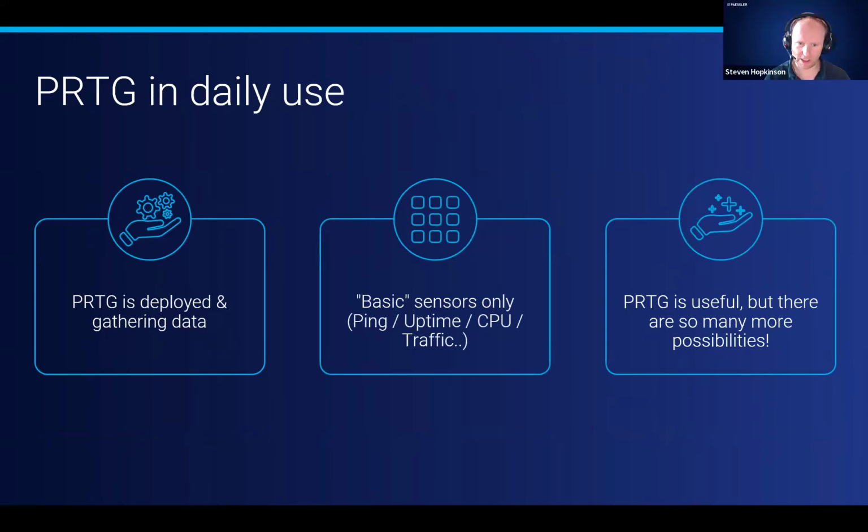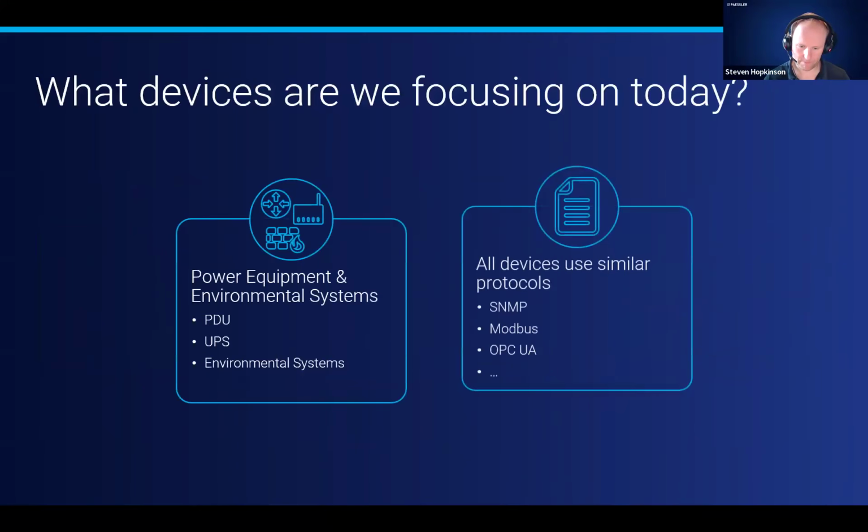So using PRTG on a daily basis then, so you've already got it configured, you're gathering data, you may have added some basic sensor types, so monitoring ping, monitoring uptime, you may have added sensors for CPU, memory, traffic, and those sort of metrics. But there's much more to PRTG than that, and that's the purpose of this series. We're going to go through what some of the possibilities are, and of course, in today's session, that focus will be on those PDUs, UPSs, and environmental systems.